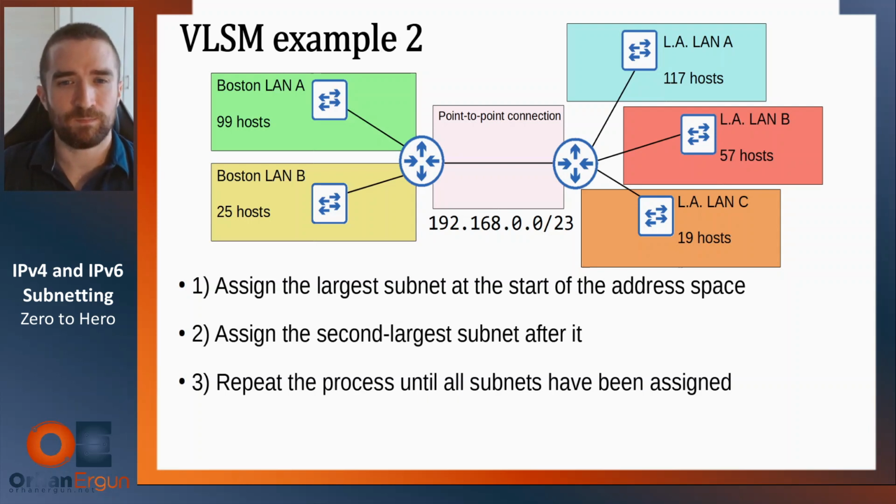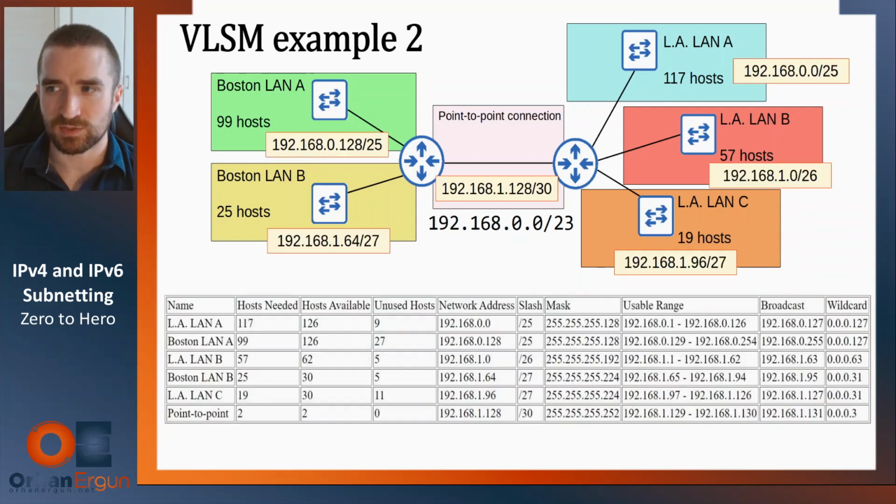So I highly recommend pausing the video now, following this same process. Start with the largest subnet, then the second largest, and then repeat until they've all been assigned. Okay, so for example, this one's the largest subnet, then this one, then this one, then this one, then this one, then the point-to-point connection. So simply assign those subnets in order. And the address space you have is 192.168.0.0/23. So you're starting with a /23 address block.